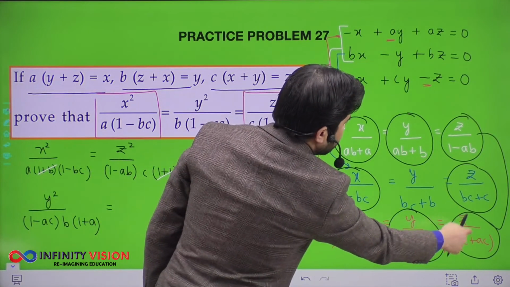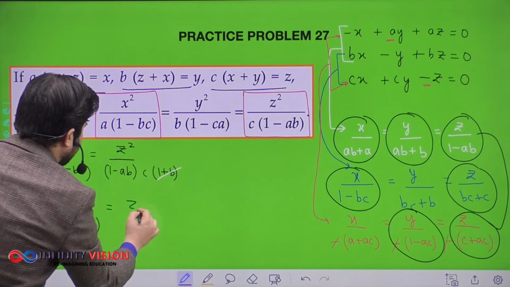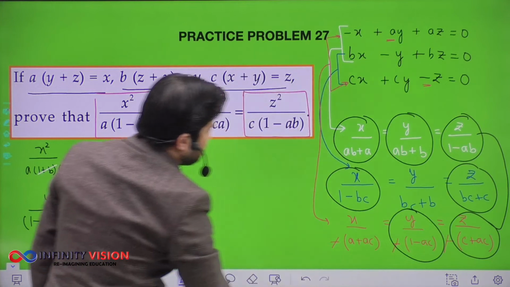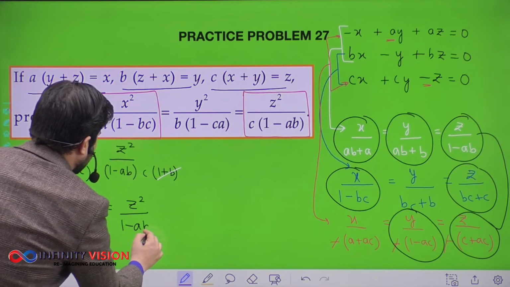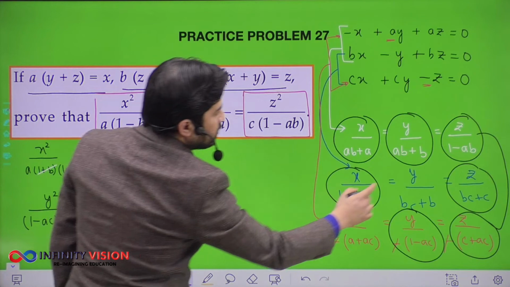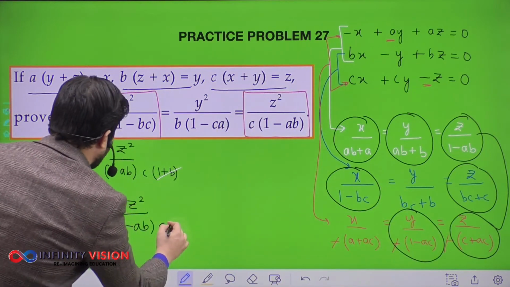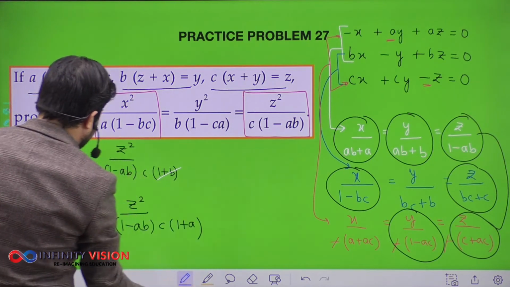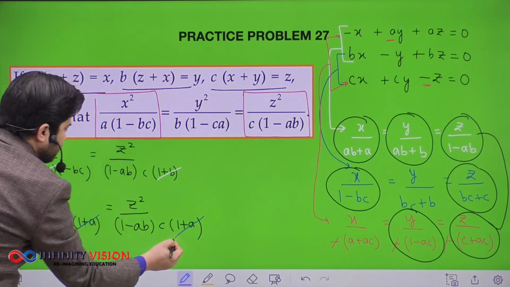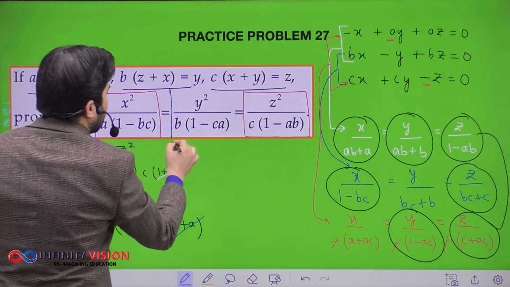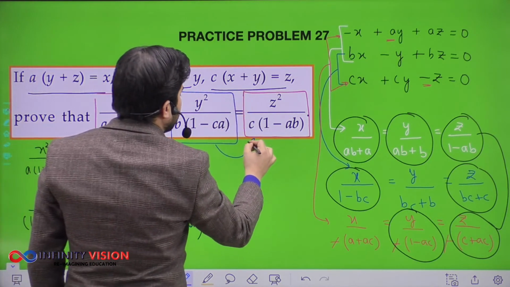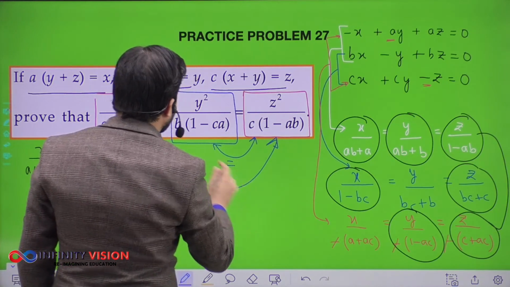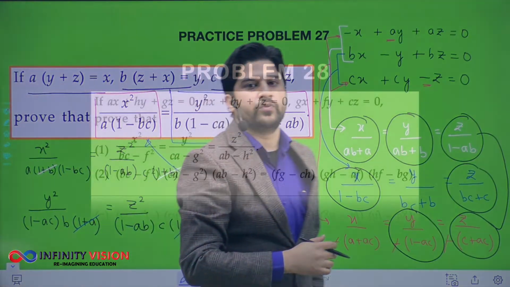I picked z, so z into z would become z square, 1 minus ab into c plus ac, so I'll just write 1 minus ab into c plus ac, which is nothing but c into 1 plus a, and now I can say that this 1 plus a would cancel this. So this is also equivalent to this. So we have proved these two equal and we have proved these two equal, hence the whole continued ratios are equal.